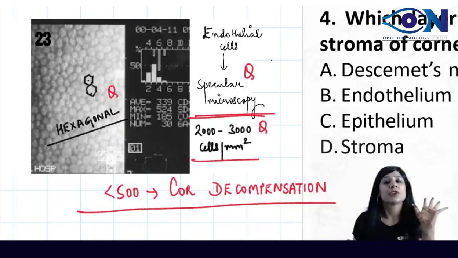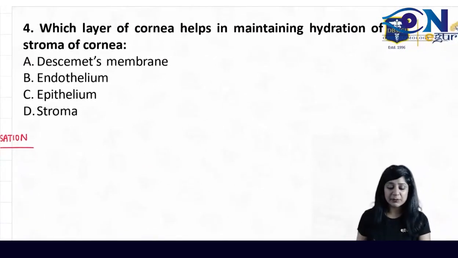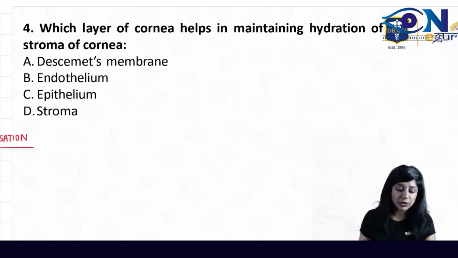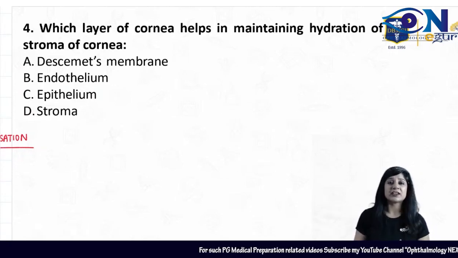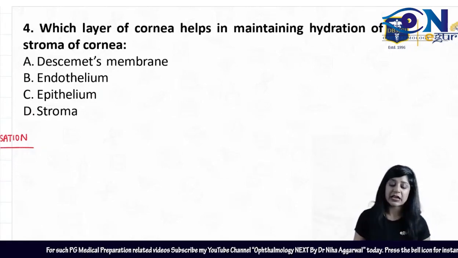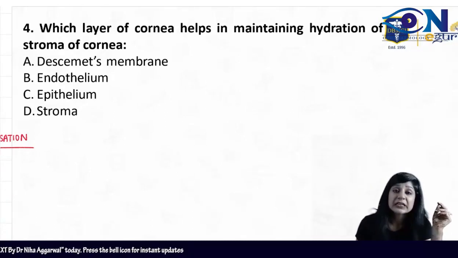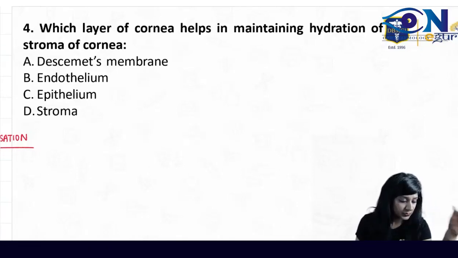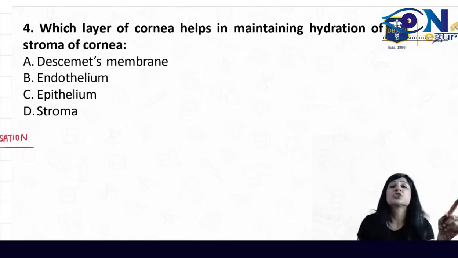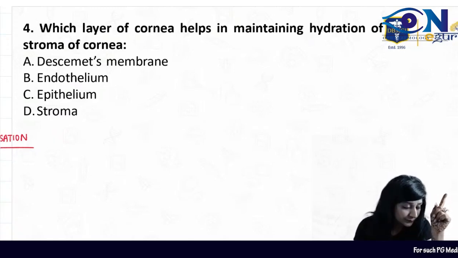So layers of the cornea we have done. Now, anybody who can tell me the answer of this question, which layer helps in maintaining the hydration of the stroma of the cornea? We have learned about the layers. Is it the Descemet's membrane? Is it the endothelium, epithelium, or the stroma? Please answer. Which layer will help in maintaining the hydration? So all these are your PYQs. Very, very important and expected to come further also.